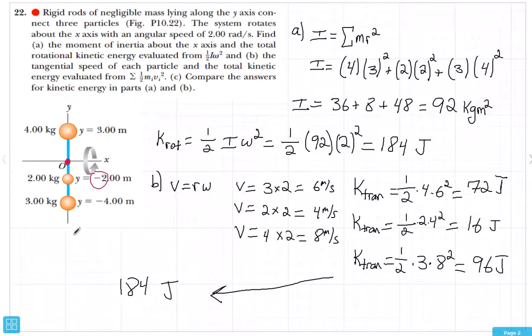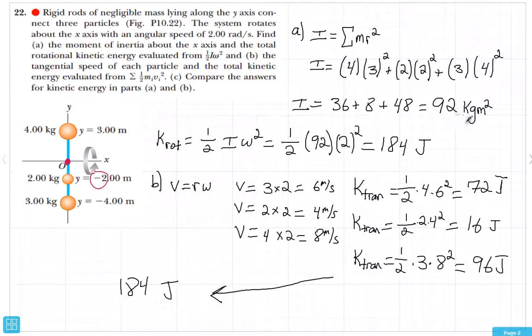So if there's more mass further away from here, because of this r squared term, if you put mass farther away, it has a huge effect on your ability to angularly accelerate it, because that r term is squared. If you double the mass distance away from the axis of rotation, it should quadruple how difficult it is to angularly accelerate it.